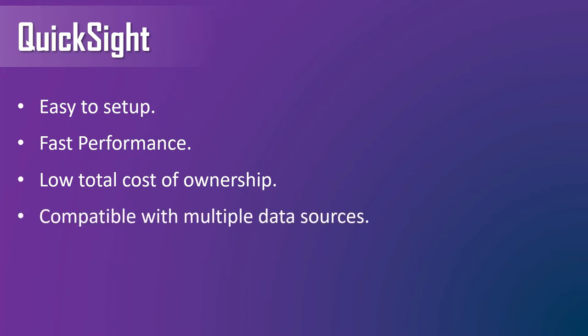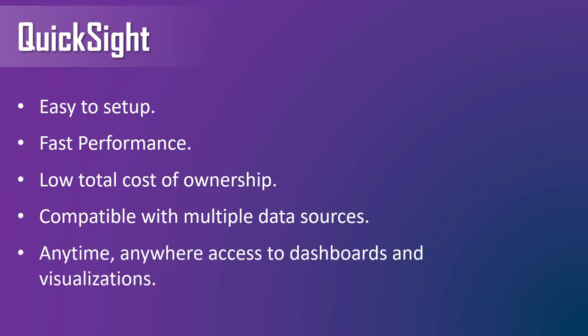Compatible with multiple data sources. QuickSight is compatible with many sources, so users can get insights from SaaS applications, third-party databases, native AWS services, private Amazon virtual private cloud subnets, and more. Anytime, anywhere access to dashboards and visualizations. With QuickSight Mobile, users can get insights from their data on any device from any location. The mobile-optimized experience includes capabilities like drill downs, filters, forecasting, email alerts, and collaborative viewing and sharing.